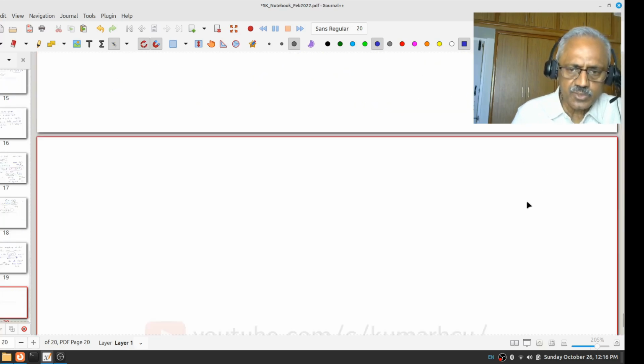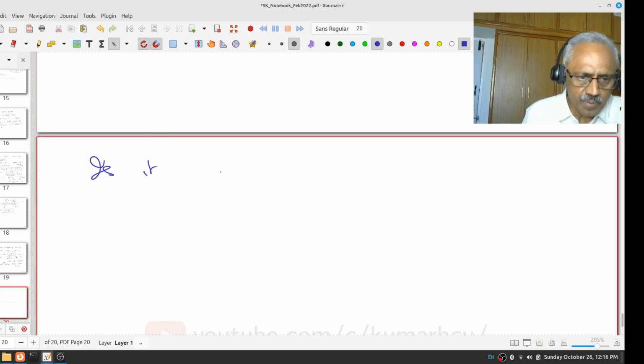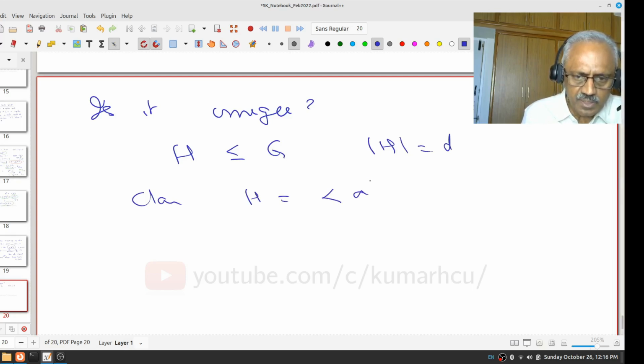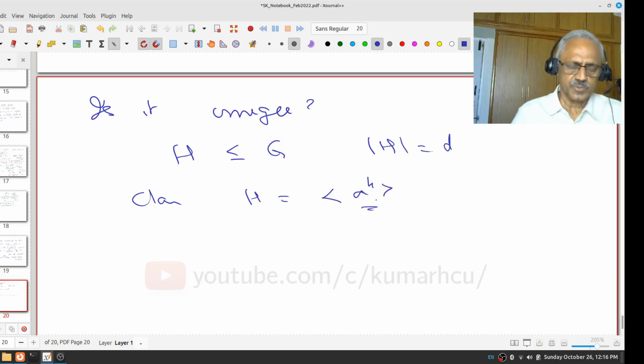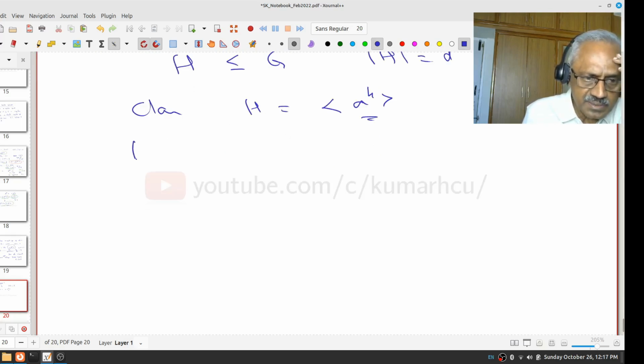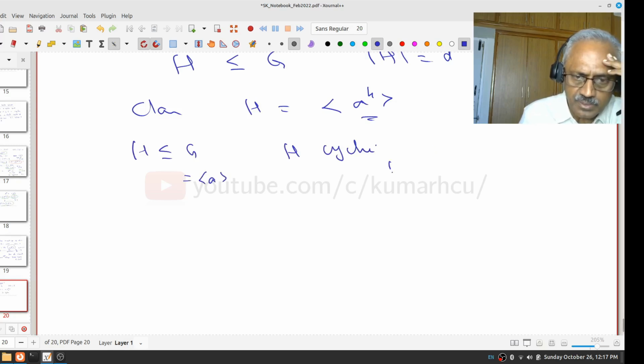Next we want to show, is it unique? So let H be a subgroup of G such that the order of H equals d. Then we want to prove H is nothing other than the subgroup generated by a to the power k, which you already found out. Is that clear? Now how do I prove that? Since H is a subgroup of G, H is also cyclic, and G is generated by powers of a, therefore there is an integer m such that H must be generated by a to the power m.